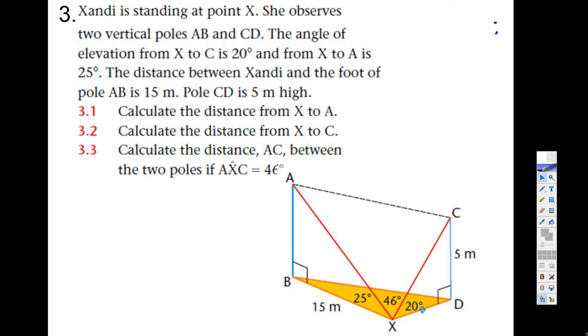And we know something else, though. We know that the angle of elevation, it bends up. So angle XCXD is 20 degrees. And angle AXB is 25 degrees. Well, that's going to be enough to be able to figure out the distance from X to A, to be able to figure out the distance from X to C, and to calculate the distance AC. We can figure out that because they're telling us that this is 46 degrees, AXC, this angle up here.